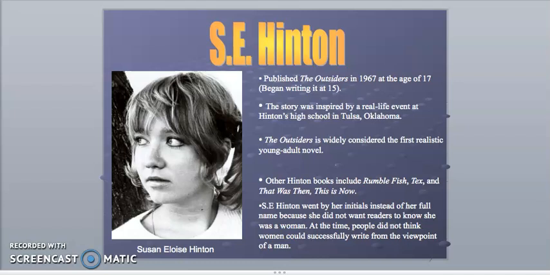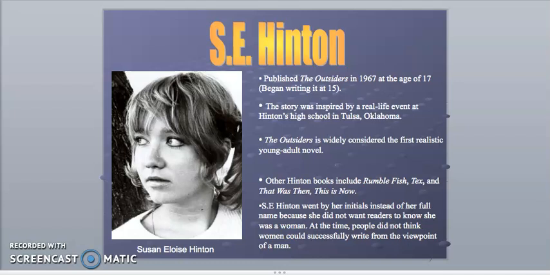The Outsiders is widely considered the first realistic young adult novel. At the time, there were books for adults and there were books for young children, but there wasn't really anything for middle school or early high school students, so this is really considered the first real young adult novel, and it did receive a good amount of criticism for being too violent or too grown up, but it really resonated very, very much so with young adults because a lot of them were experiencing these issues, and this was the first time someone had really written about it.